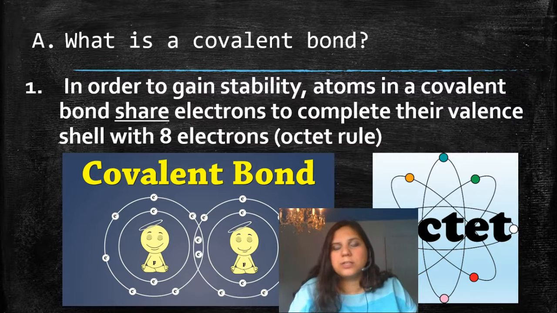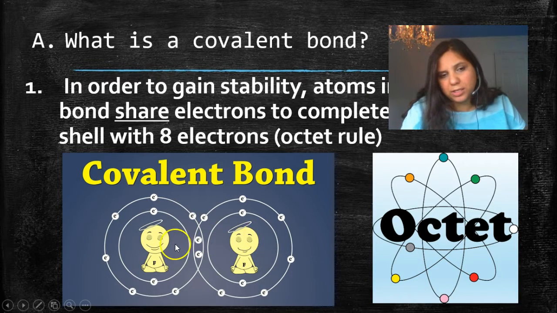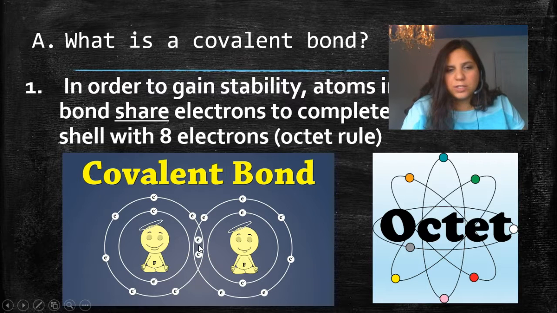And so this picture down here of 2 fluorine atoms, these 2 fluorine atoms are sharing their valence electrons, just 2, so that each of them can have an octet in their outermost shell.